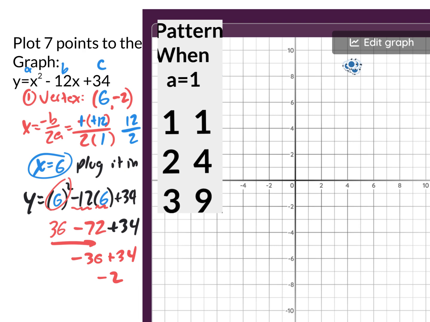So here we go. Vertex, most important point, is 6 over and 2 down. So there's your vertex. It is opening up because the A value is positive. And it's positive 1, which means that you could use the pattern 1 over 1 up. If it would have been negative, you would have gone 1 over 1 down. Back to the vertex, 2 over 4 up, 1, 2, 3, 4. Back to the vertex, 3 over 9 up, 4, 5, 6, 7, 8, 9.